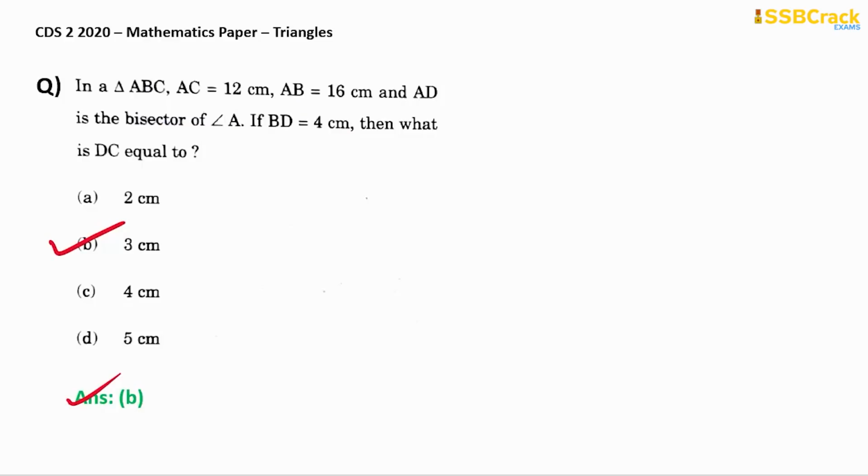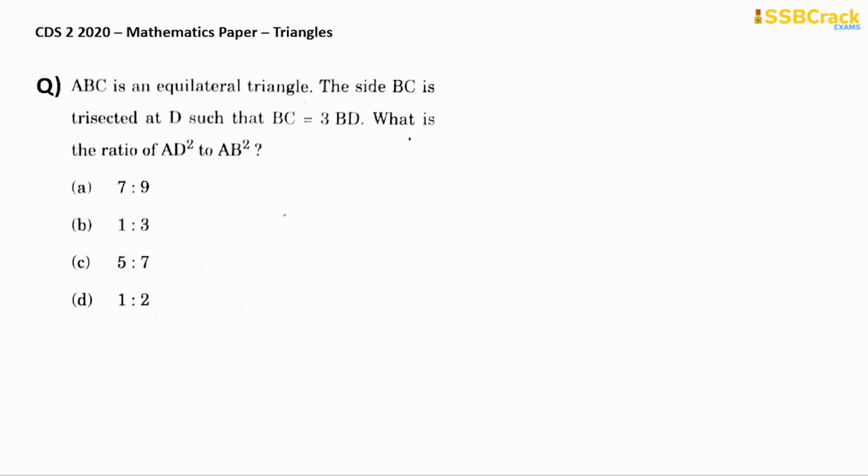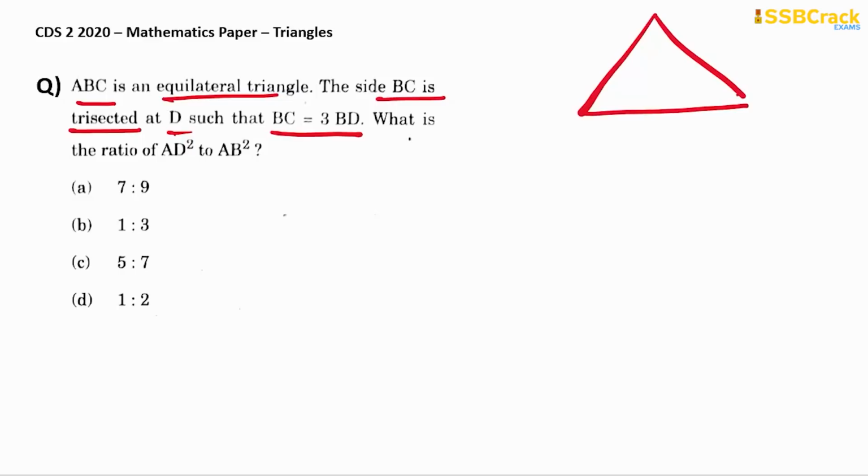Alright, coming upon to the next question on triangles. ABC is an equilateral triangle and the side BC is trisected at D. Very good question this was. And BC is given to be 3 times BD. So you first of all visualize an equilateral triangle while reading the question sidewise.